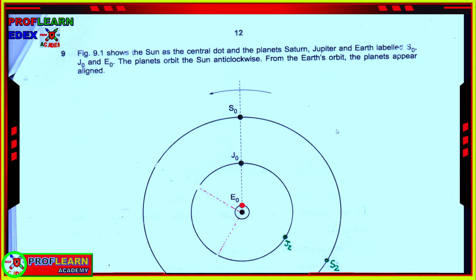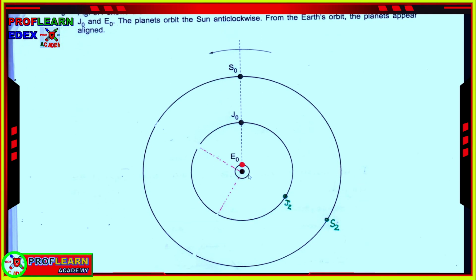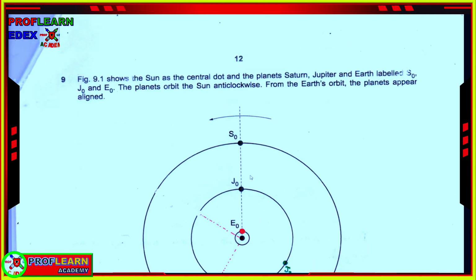In question number 9, we are told the figure shows the Sun as the central dot and the planets Saturn, Jupiter, and Earth labeled S, J, and E. The planets orbit the Sun anticlockwise from the Earth's orbit, and the planets appear aligned as shown here. That's quite interesting. It's a good question.